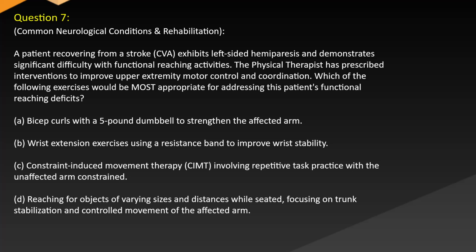A. Bicep curls with a 5-pound dumbbell to strengthen the affected arm. B. Wrist extension exercises using a resistance band to improve wrist stability. C. Constraint-induced movement therapy, CIMT, involving repetitive task practice with the unaffected arm constrained. D. Reaching for objects of varying sizes and distances while seated, focusing on trunk stabilization and controlled movement of the affected arm.